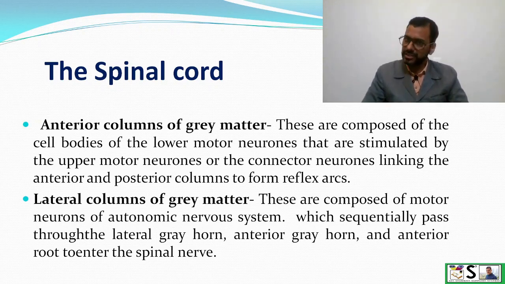Now lateral columns of gray matter. These are composed of motor neurons of autonomic nervous system which sequentially pass through the lateral gray horn, anterior gray horn and anterior root to enter the spinal nerve.